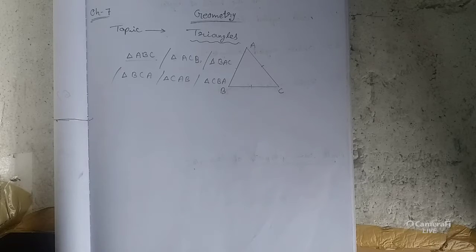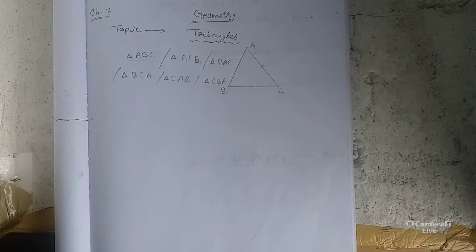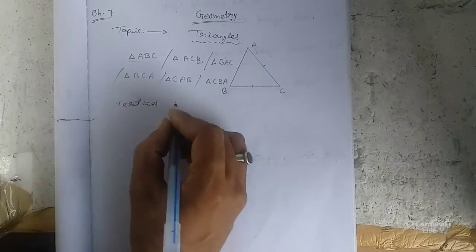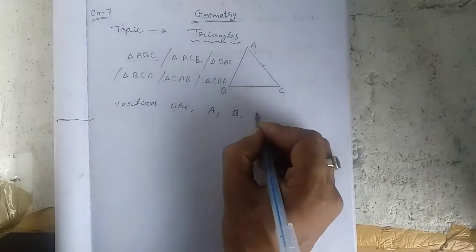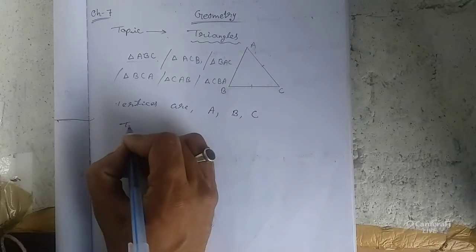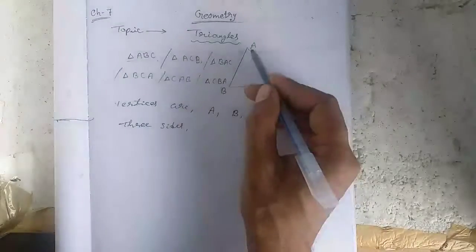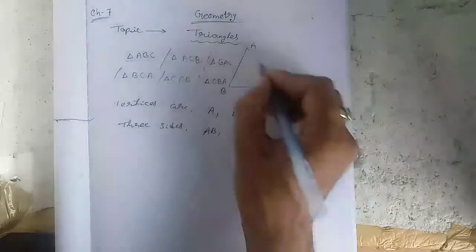Now here the points A, B and C are the vertices of the triangle. So here the vertices are A point, B point and C point. Moreover, this triangle has three sides. What are the names of the sides? The names of the sides are line segment AB, line segment BC, line segment AC.